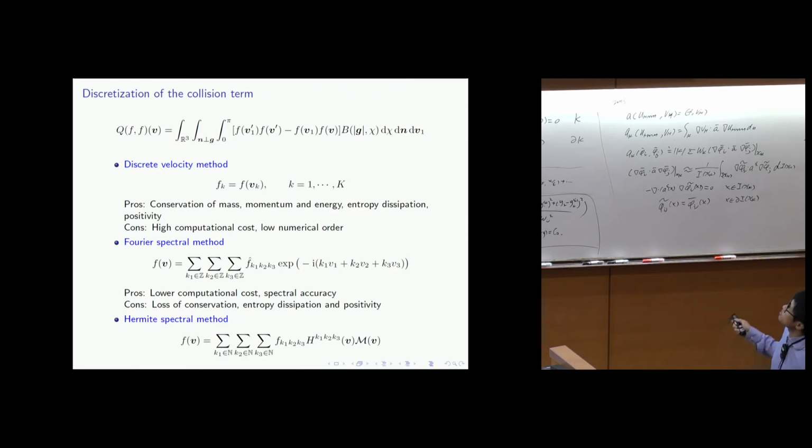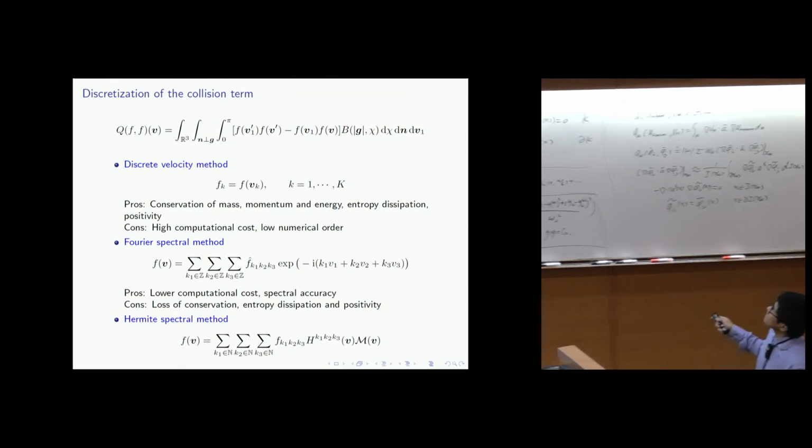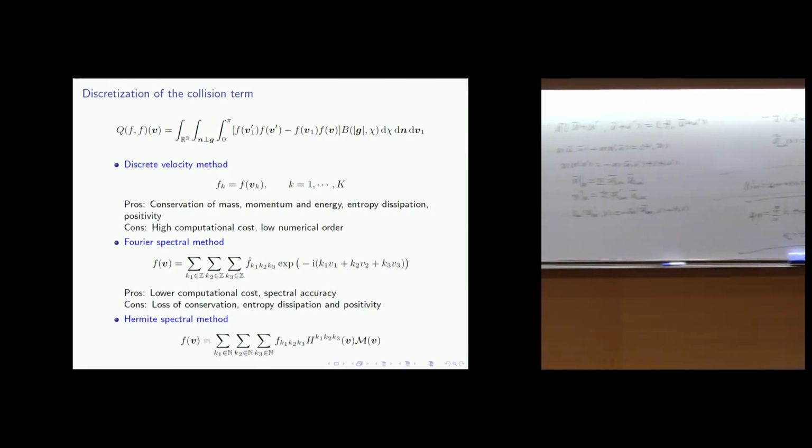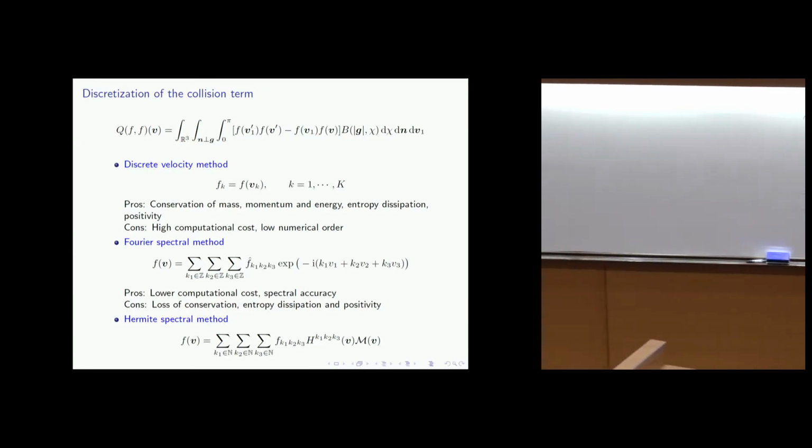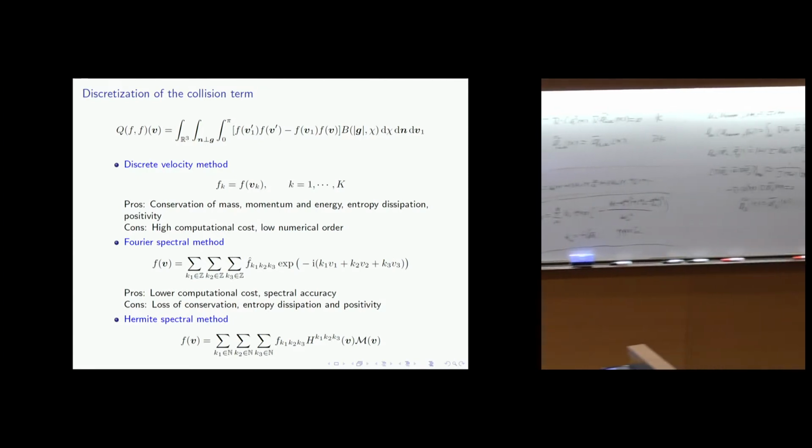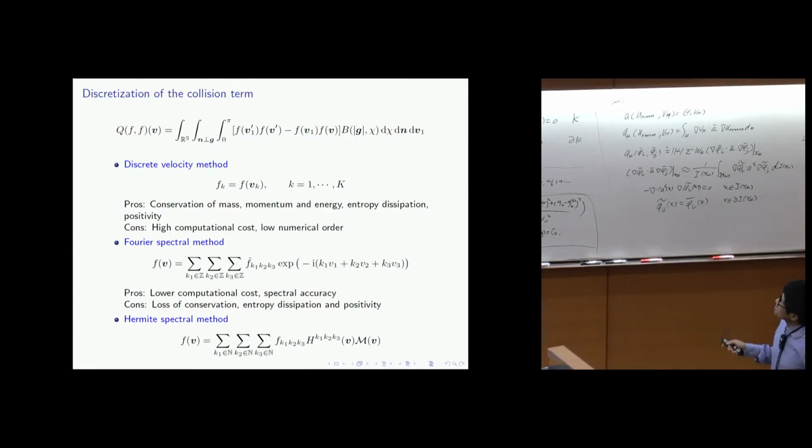It cannot ensure the positivity of the function. But the computational cost is much lower. I will show this later. And you know that the accuracy is very good. You have spectral accuracy because this is a spectral method. And another method is the method I'm going to introduce today, the Hermite spectral method.